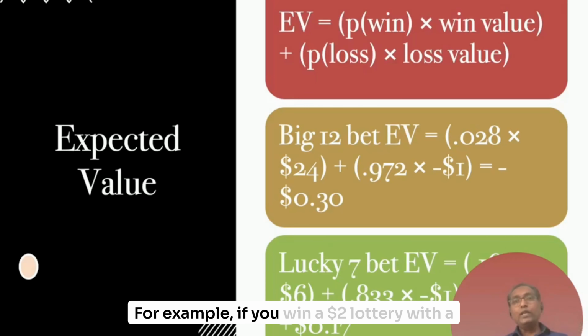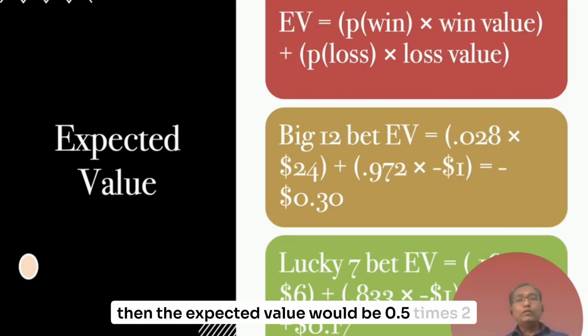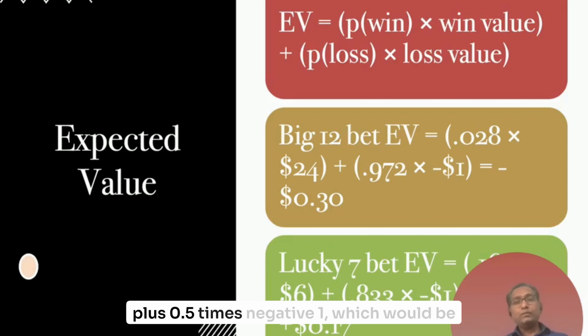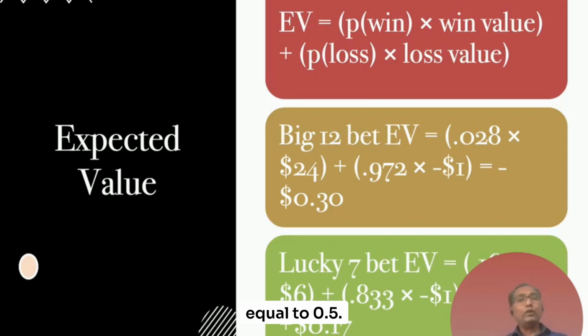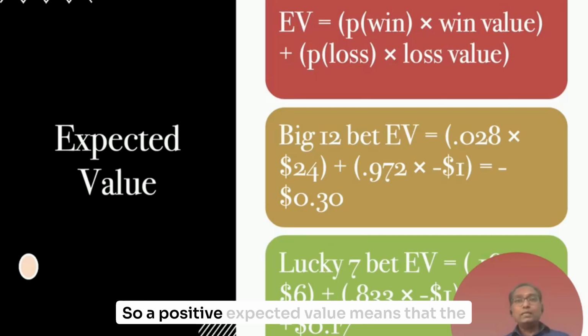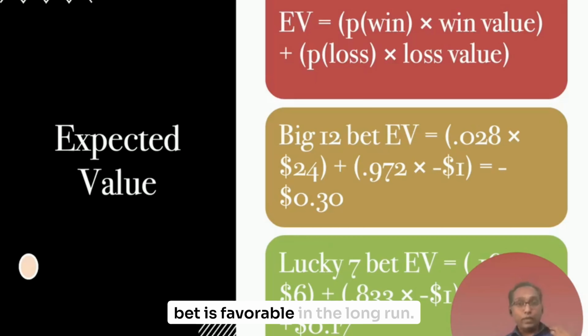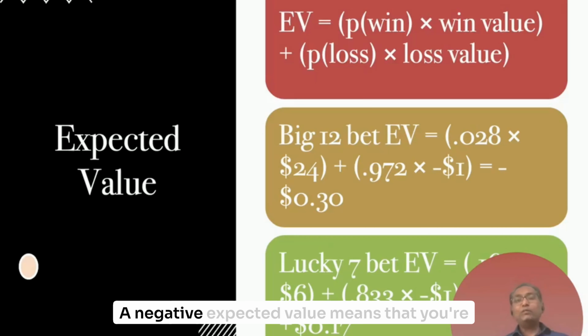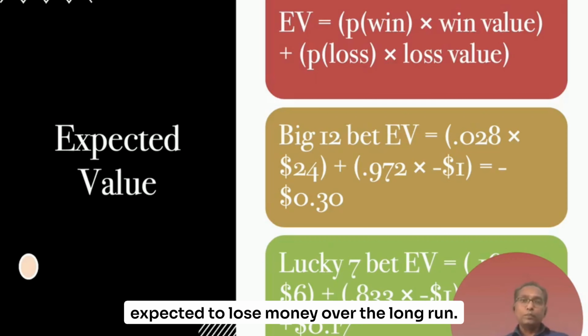For example, if you win a $2 lottery with a probability of 0.5 and lose a $1 lottery with a probability of 0.5, then the expected value would be 0.5 times 2 plus 0.5 times -1, which would be equal to 0.5. And it's positive. So a positive expected value means that the bet is favorable in the long run. A negative expected value means that you're expected to lose money over the long run. So use the expected values.